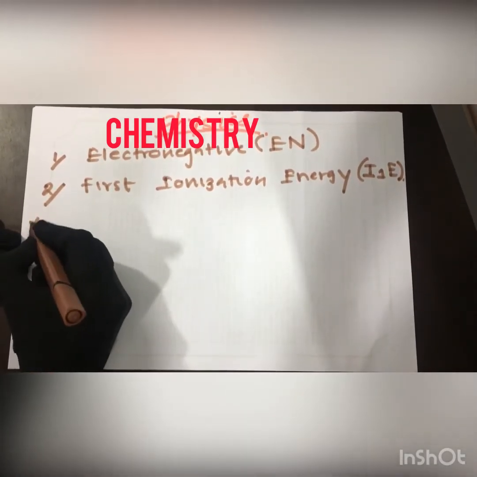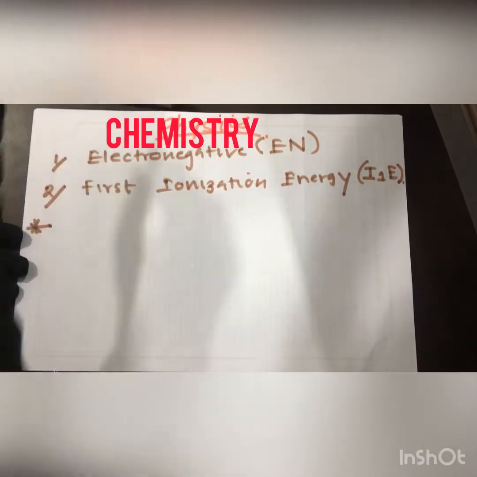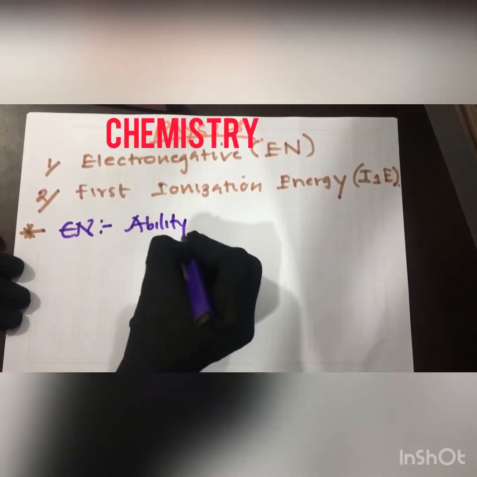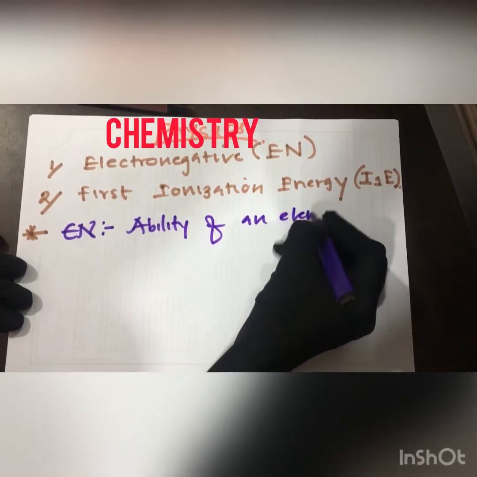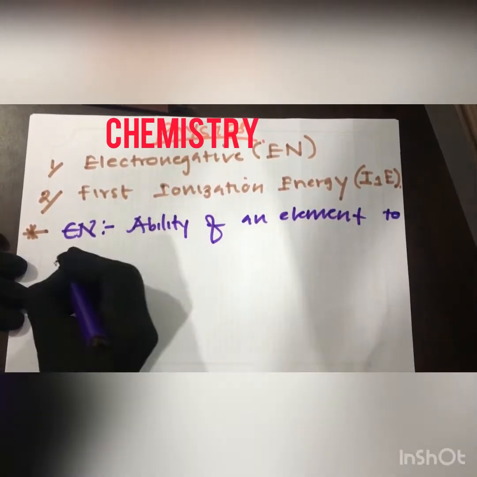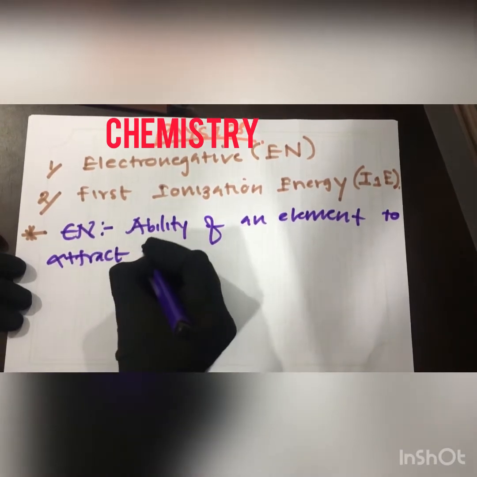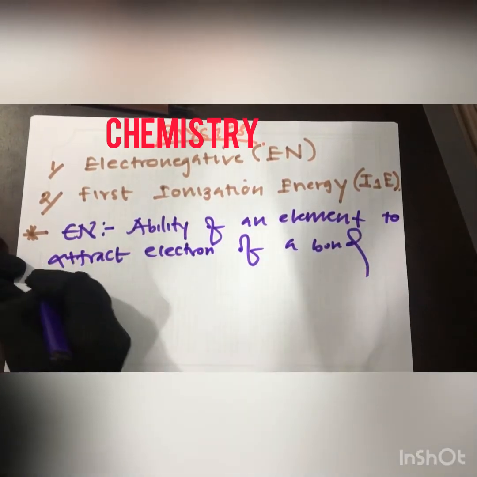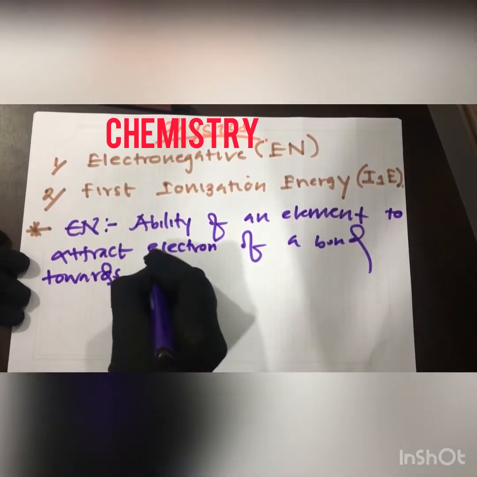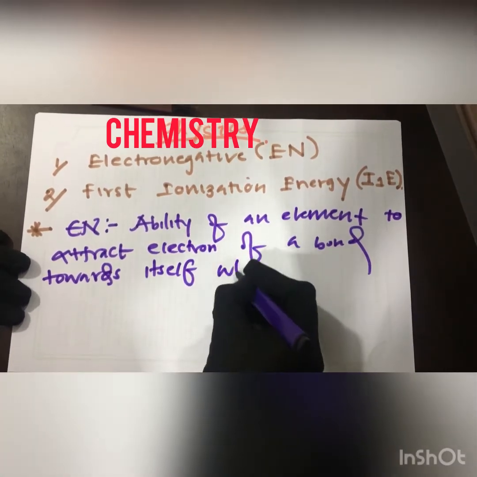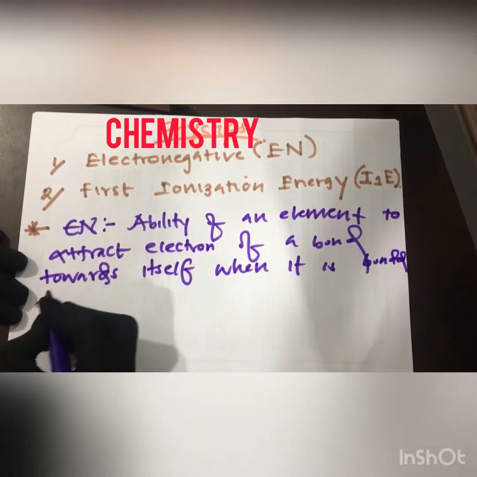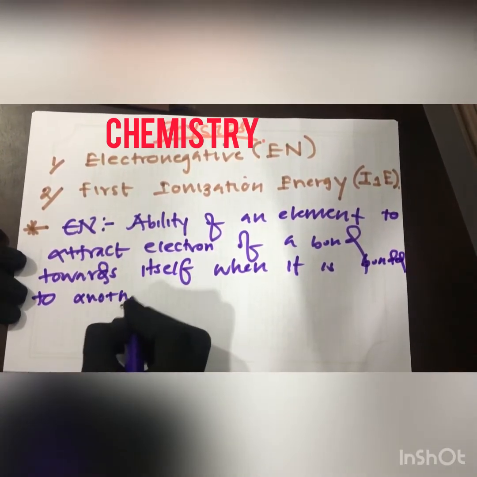Today I'll be giving you the definition for electronegativity. I'll be explaining what electronegativity is. Electronegativity is the ability of an element to attract the electron of a bond towards itself when it is bonded to another element.